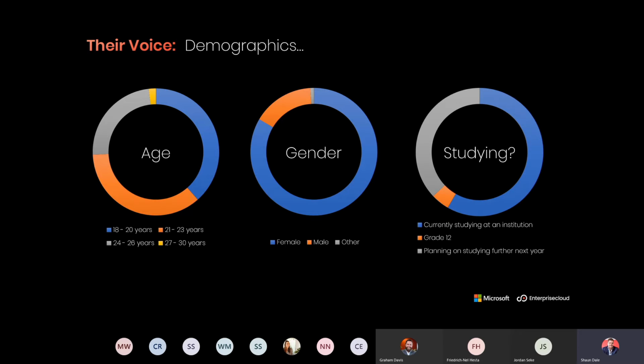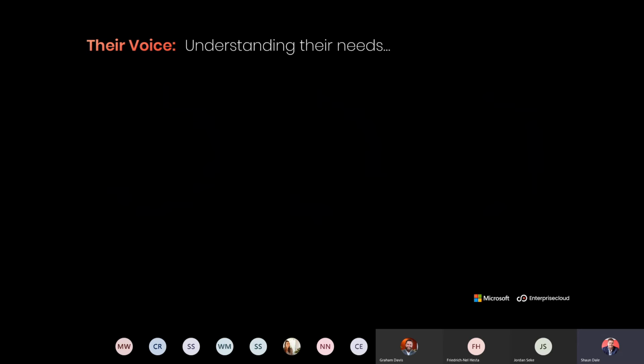The other question we asked them is, are you currently studying, or are you in matric, or whatever the case may be? A large proportion is either currently studying or planning on studying. So they're the right kind of people we wanted to target to ask: what was your experience like applying to the institution? How are you feeling about it? How do you want to be communicated with, etc.? Those are the questions we're going to dive into now.